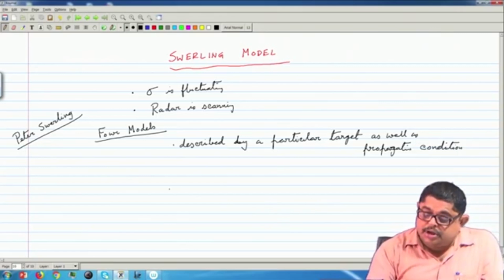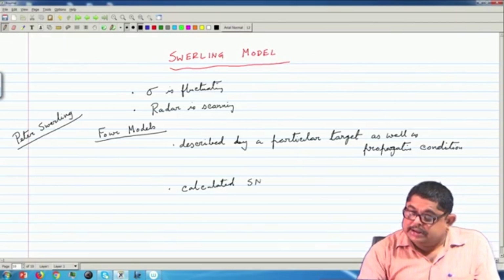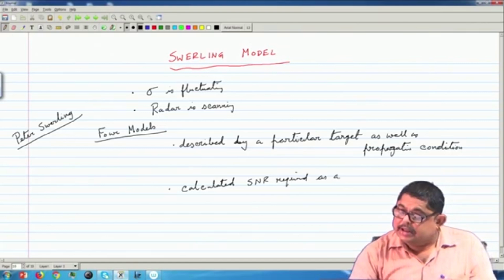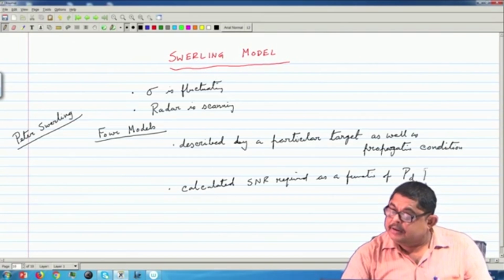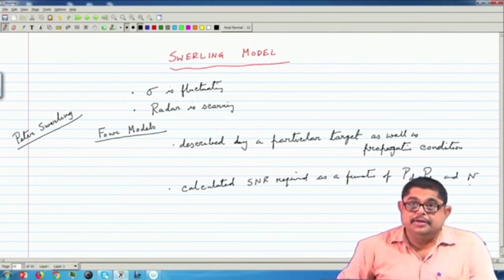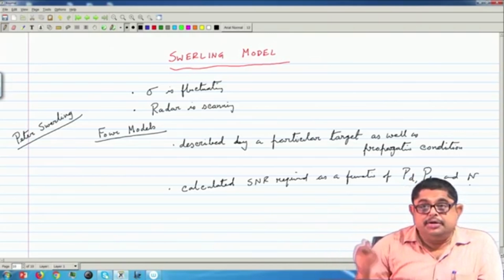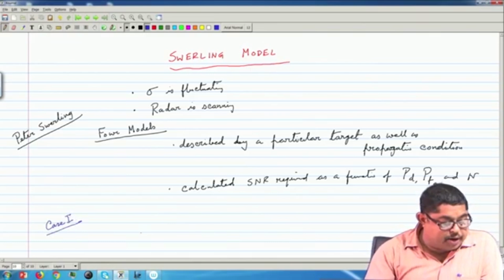And finally, what is the outcome of the model? With the help of these models, he calculated the SNR required as a function of PD, PFA and N. N is the number of integrated pulses, and that is now crucial, because how many pulses you are integrating will affect the whole scenario, whether the scenario is stationary or not. So, let us start with the 4 models one by one. Case 1 or Swerling model 1.